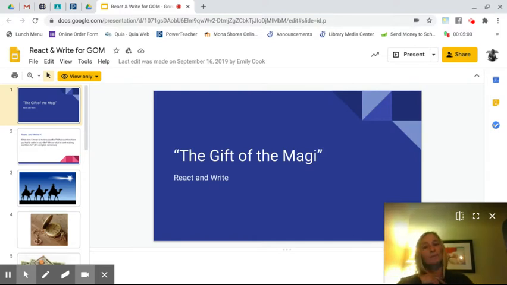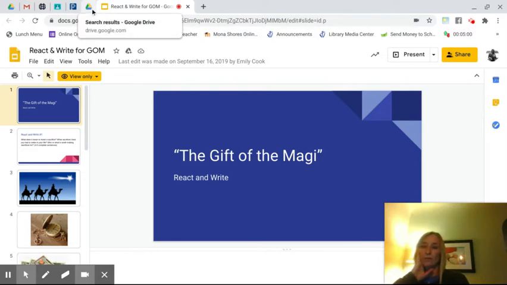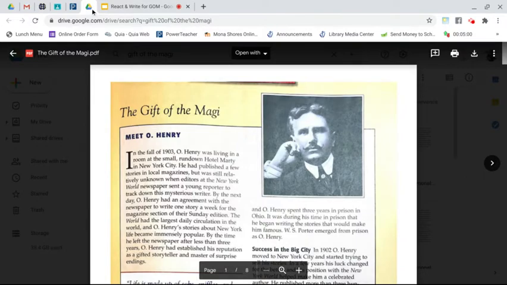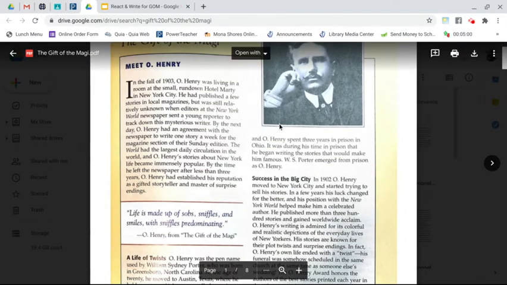So it's called The Gift of the Magi. And if you go to the PDF on Google Classroom, it's there. So that will be beneficial for you. You can just follow along right there. So it's by O. Henry.